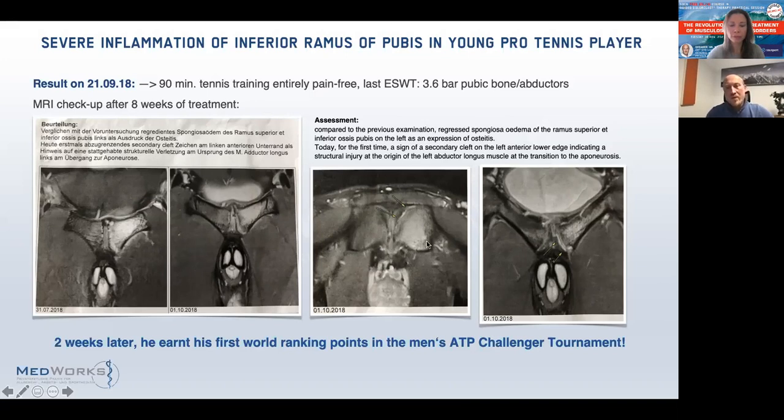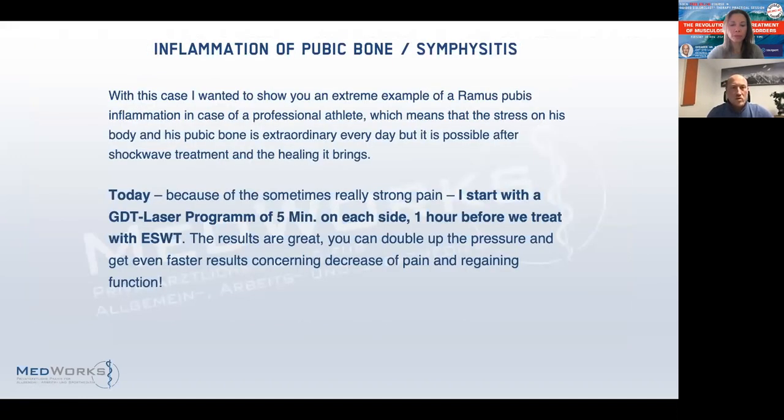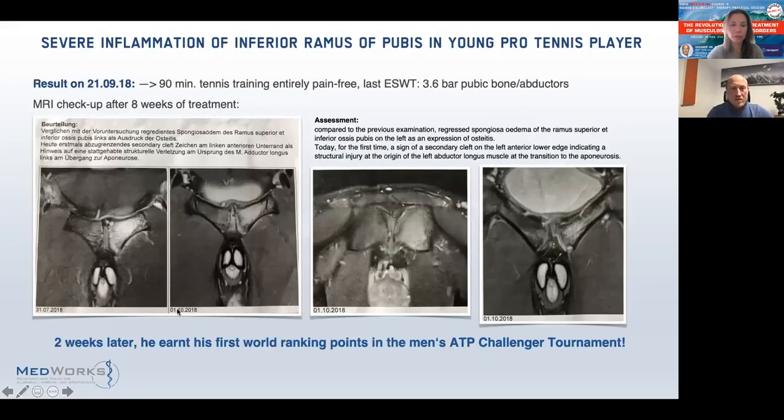Now after, we didn't do any more MRI because he was completely pain-free the whole time. 1 week, 2 weeks later, here it is, he earned his first world ranking points at the ATP Challenger Tour of the grown-ups, not the juniors, but the adults. And he had no pain anymore until today. That's 2 years ago, or 3 years ago.